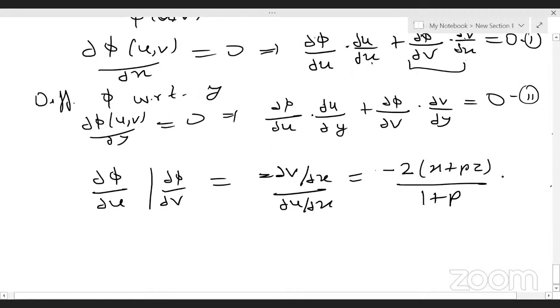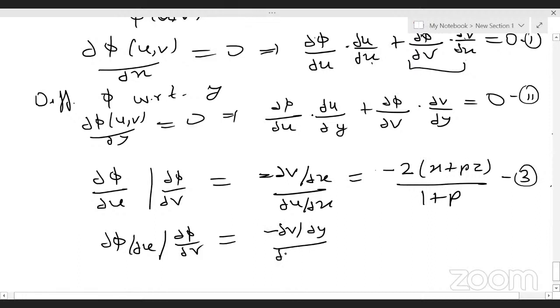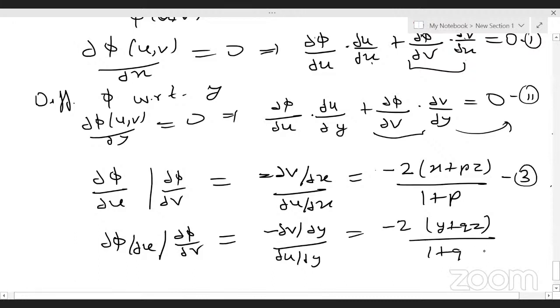Similarly, from equation 2 also, del phi upon del u divided by del phi upon del v is equal to minus del v upon del y upon del u upon del y, right? Again the same thing, I took this part to the right hand side, and then all the phi terms to the left, all the non-phi terms to the right. So minus del v upon del y, so this was again minus 2y plus qz upon 1 plus q.